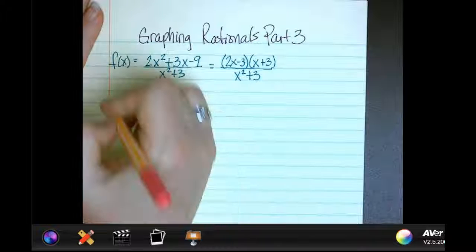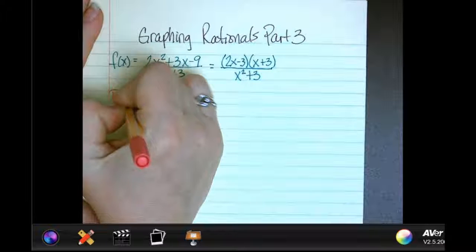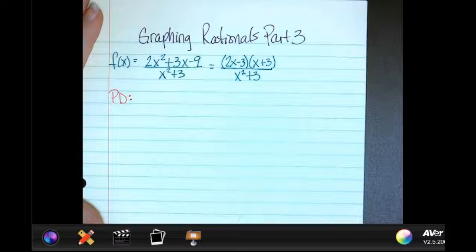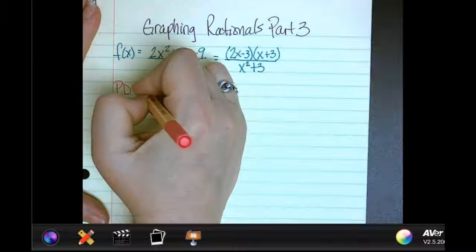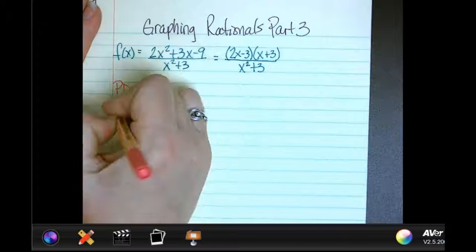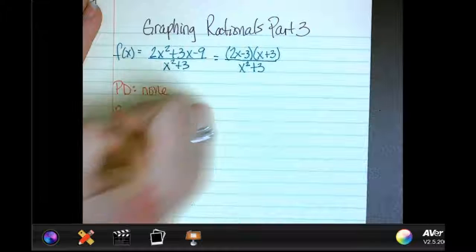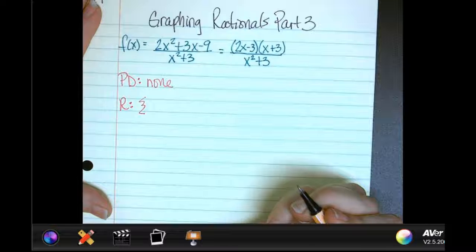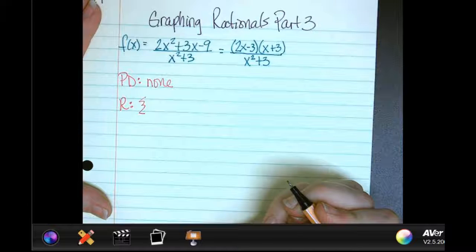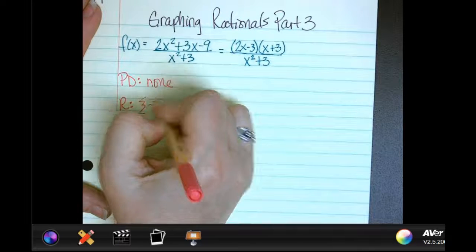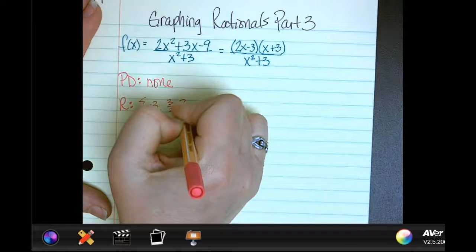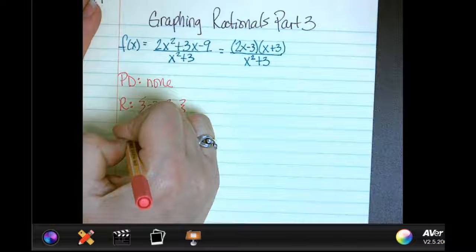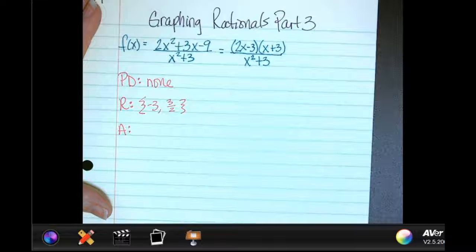So start with the PD. And do I have any? No. Then R stands for what? Roots. So my roots are what? Negative 3 and 3/2. Then A stands for what? Asymptotes, specifically which ones? Vertical. All right, so do I have any of those?